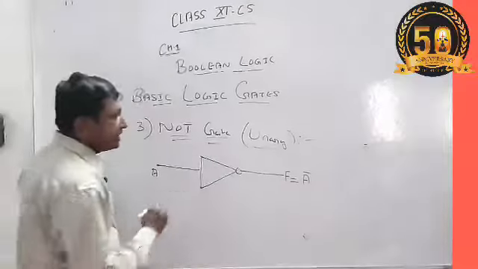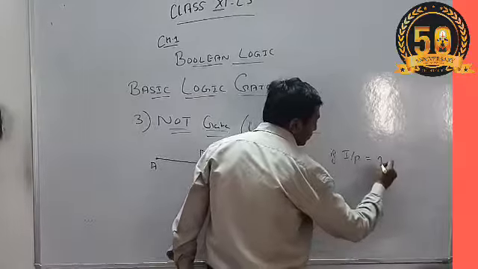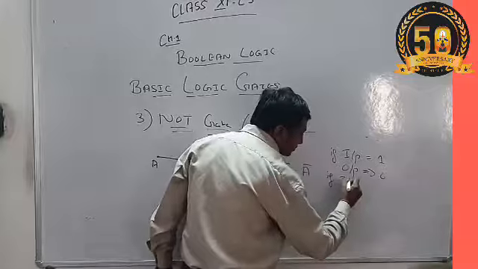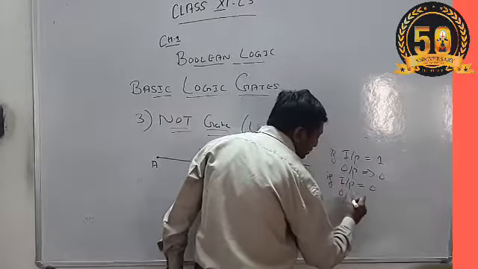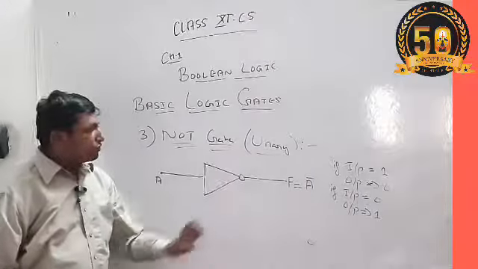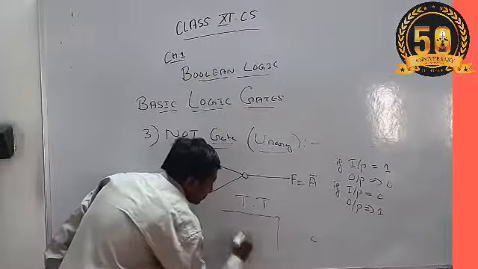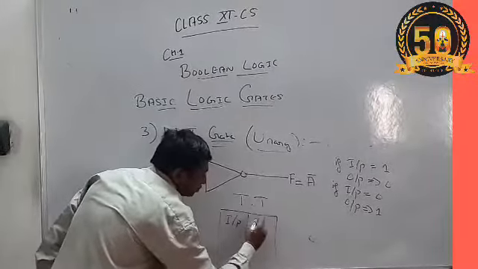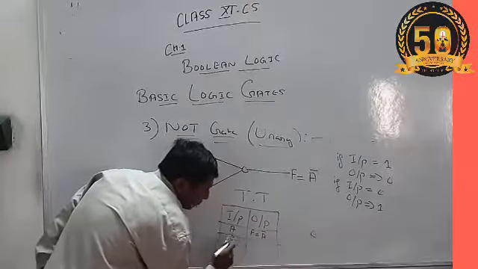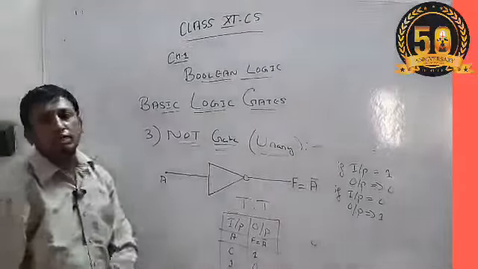Now what is the working of the NOT gate? If the input is 1, the output is 0, and if the input is 0, then the output is 1. It means that it will calculate the inverse value of the input. So in the truth table, the input is A, finally the output is A complement. Possible values of A are 0 or 1, then the output is 1 or 0. So that is the working of the NOT gate.